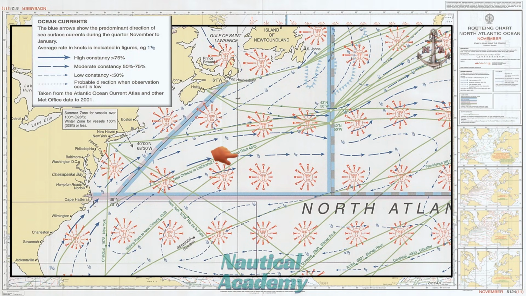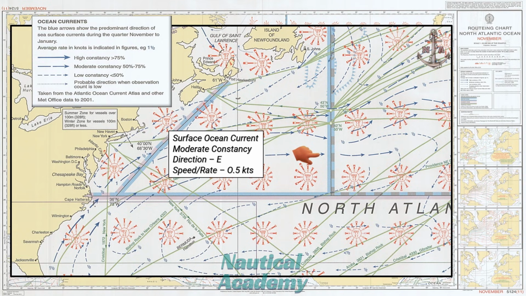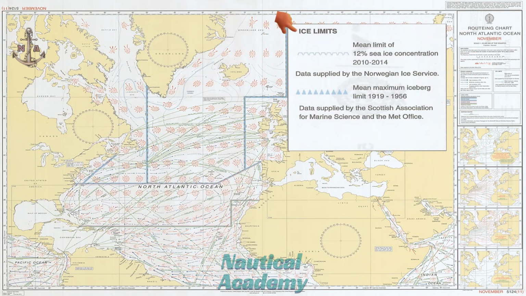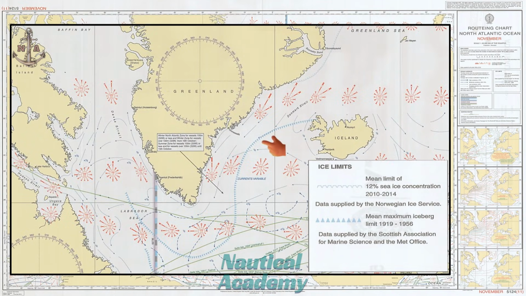So in this area, there is a moderate constancy current flowing east at a speed of 0.5 knots. Now, you'll notice that this routing chart for November includes 2 important ice-related boundaries. Let's zoom in on this area where both limits are shown.